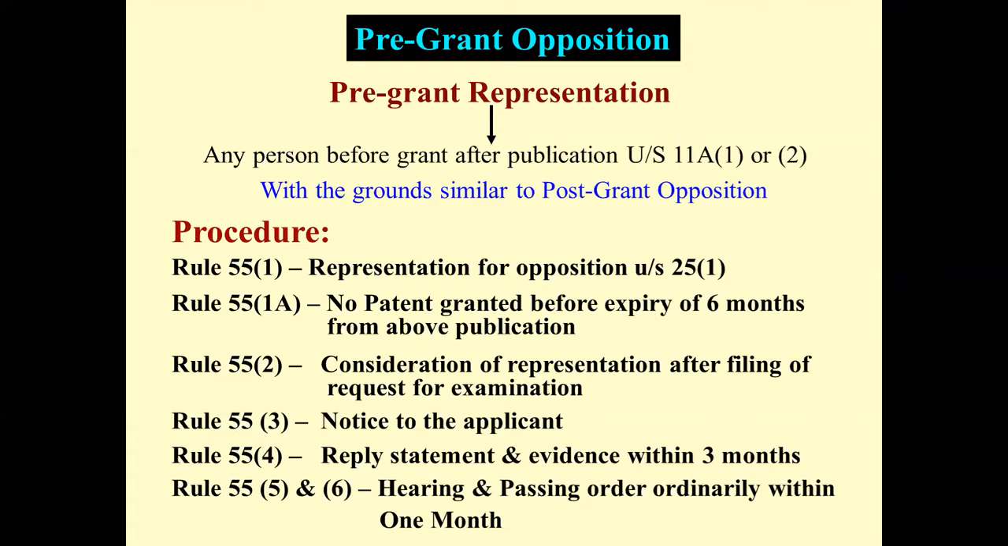55.2 says that request for examination is mandatory. And 55.3 says that once you file that opposition, this has to be sent to the applicant for him to read through it and give a reply. 3 months is told in 55.4. And finally, in 55.5 and 6, we say the guidelines for a controller, how to conduct a hearing. And after the hearing process, within 1 month, the process has to be finished off. Either he has to refuse the application for grant, or he has to refuse the opposition. The third possible category is that he can ask the applicant to make some changes in his invention so that it is overcoming the opposition. So these three are the possibilities available at the end of the pre-grant representations, and these are guided by Section 25.1 and Rule 55.1 to 6.